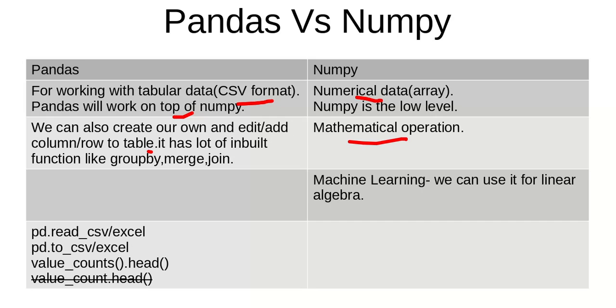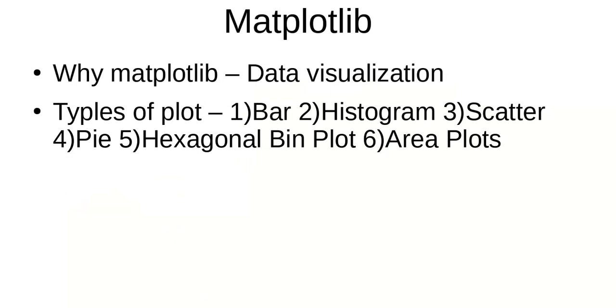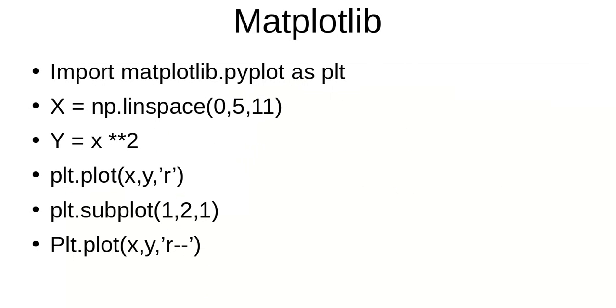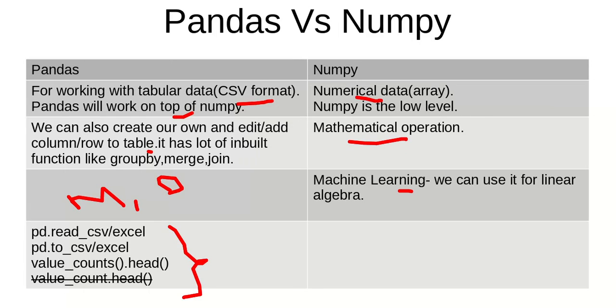These are some of the important commands: pd.read_csv or read_excel, or to_csv. This one is for read, this is the input, this is the output. Then value_counts, which is plural, not singular, then counts. That is how it will work.